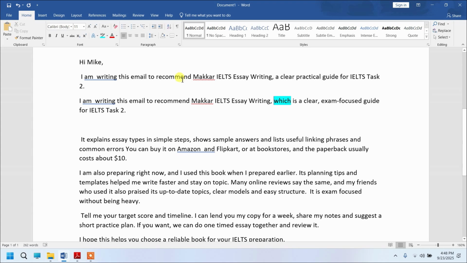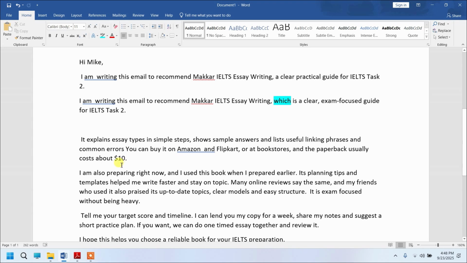Okay. Now second one, it explains essay types. What is the second one? It explains essay types in simple steps, shows sample answers and lists useful linking phrases and common errors. The sentence is good only. Okay, but I can make it a bit better.